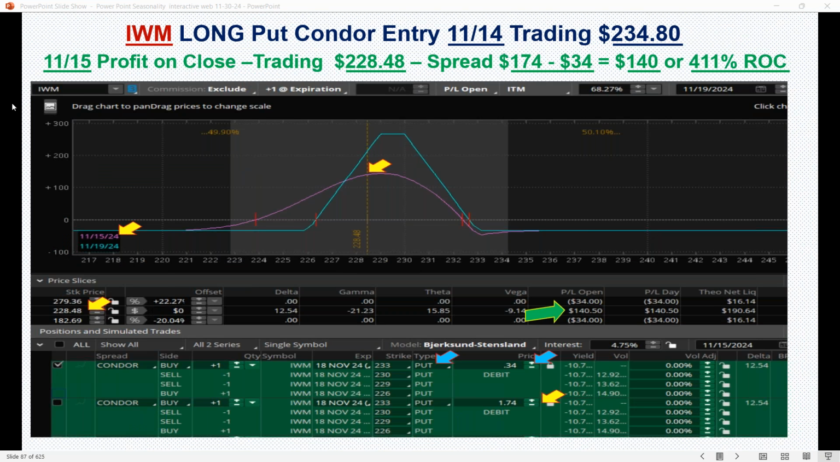And so here's where we took it off. We didn't get max profit, but not too bad. It was right here, going out on the 15th. Now it went from 234 and was trading down at 228.48. So the spread went from 34 to 174. So we're up 140 bucks for 100% return right there. Not too bad. That was one that we just did recently.